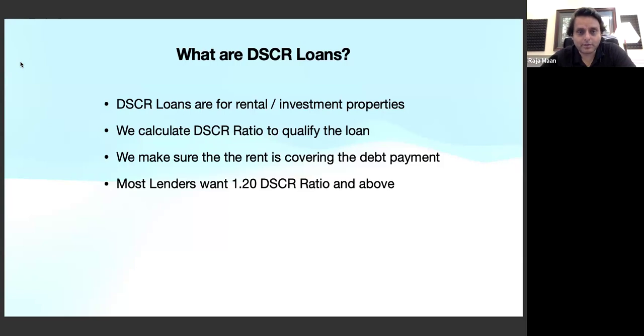So there are different programs. In this call, we're going to calculate how to calculate the DSCR ratio and make sure the rent is covering the debt payment. That's the basic requirement I just said. Most lenders want a 1.2 DSCR ratio. That's the industry average.